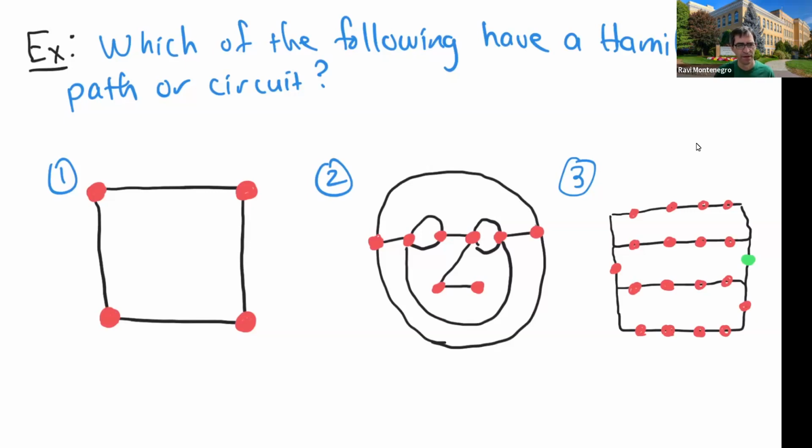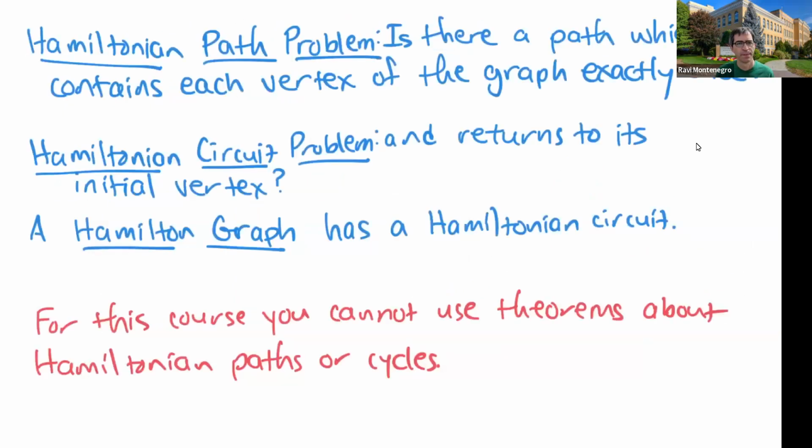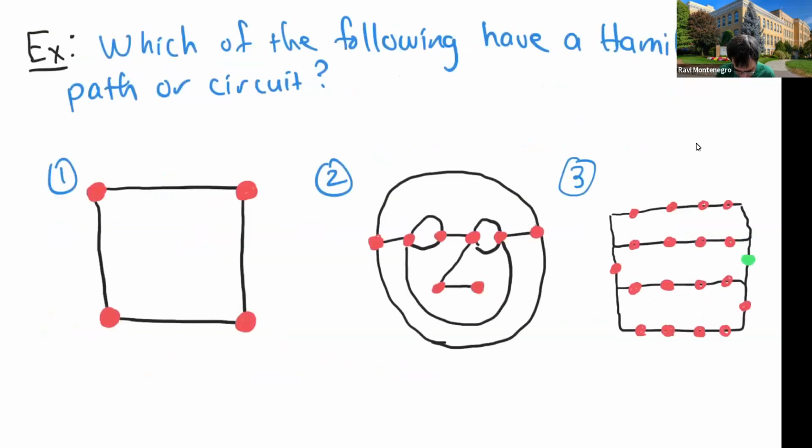So let's start with graph number 1 on the left here. Can I visit every vertex exactly once? Well, I could start in the upper left, walk around, and come right back. Or if I don't need to come back, I can just end at the lower left. So thinking back to our definitions before, the Hamilton path problem said you visit every vertex exactly once. And we did that. So yes, Hamilton path.